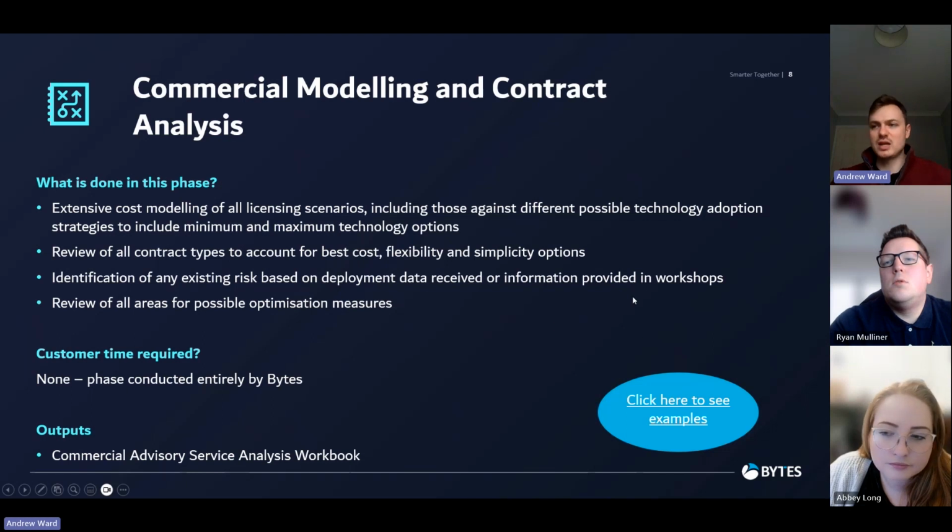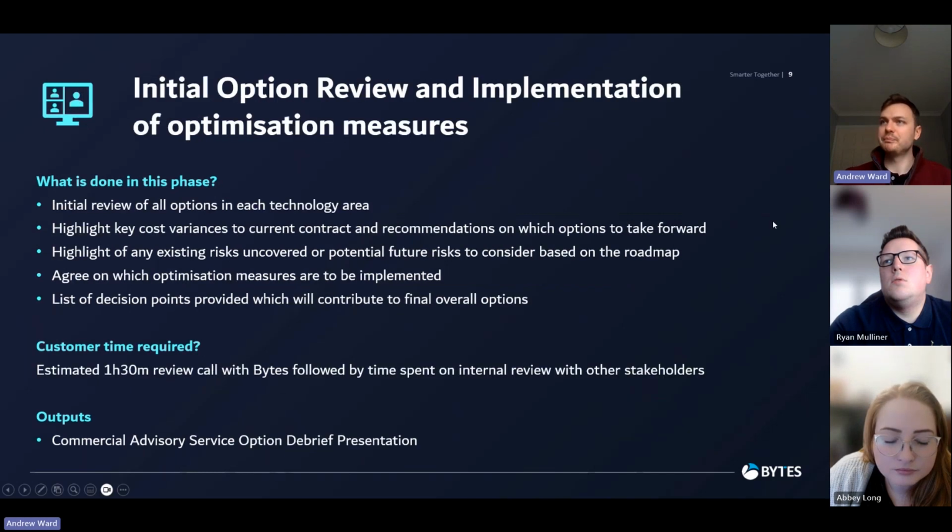And then what we get at the end of it is essentially a commercial advisory service analysis workbook. We look at all the options and present that back to you as a customer so you can see them. So it's not a case of Bytes saying that I should do this and therefore I'm doing it. It's a case of Bytes has presented me with all the options and we're working together, and Bytes are guiding me in the right area depending on what we require.